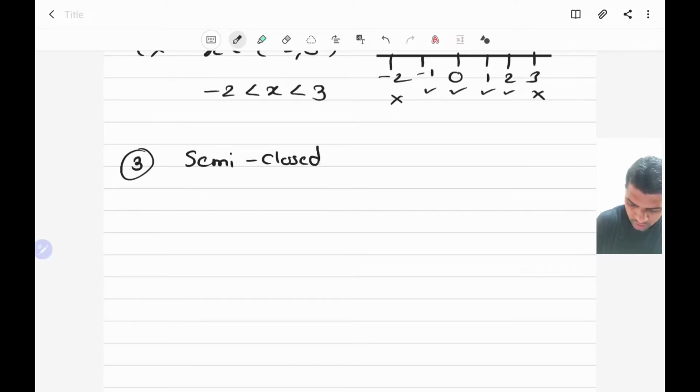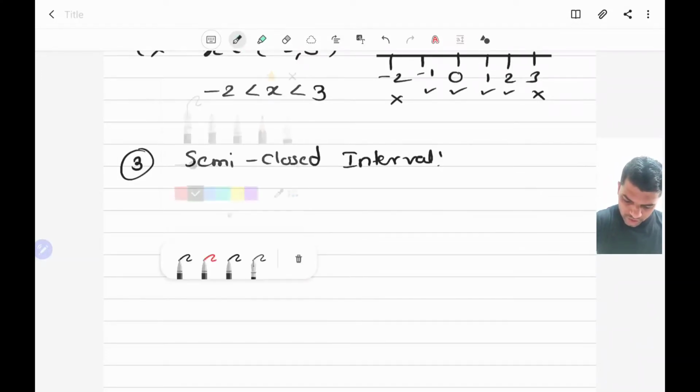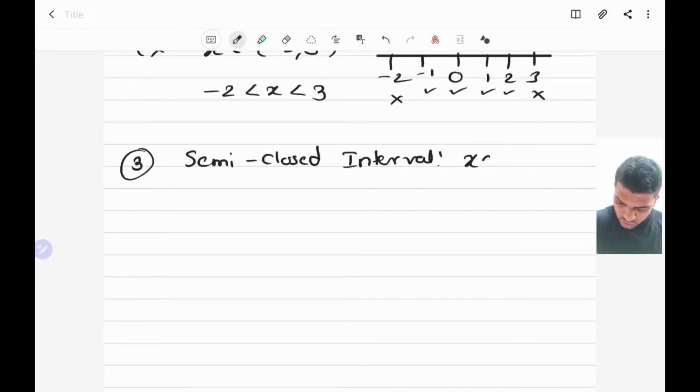semi-closed interval. So what is a semi-closed interval? As the name suggests, it is partially closed, or we can say partially open. So this is partially closed or partially open. Let's try to understand with one example. Let's say here I'm mentioning X belongs to, understand this interval.